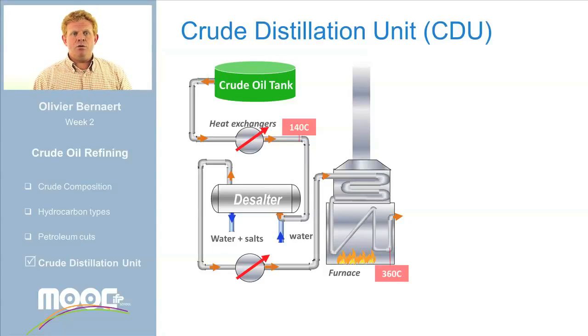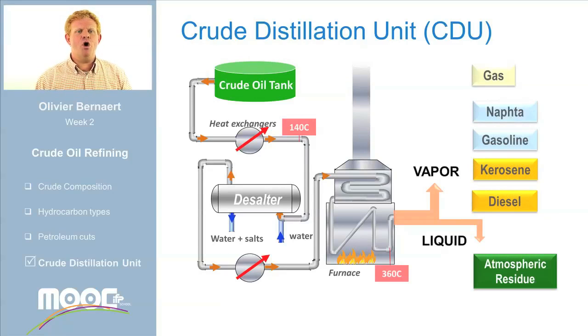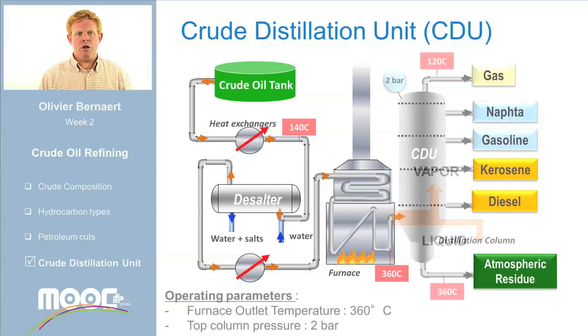At the outlet of this desalter, the crude is heated to a higher temperature, first in a second series of heat exchangers, and finally in a furnace. At the outlet of the furnace, the temperature reaches 360 degrees Celsius. At this level of temperature, all the cuts, from gas to diesel, are in a gas form. Only the atmospheric residue remains liquid. This mixture of gas and liquid enters the crude distillation column.